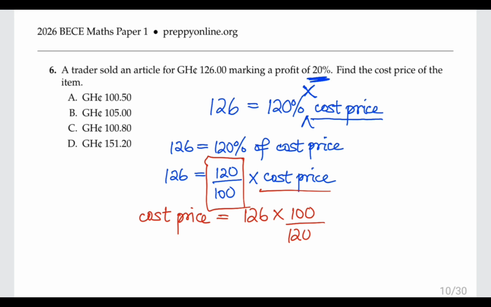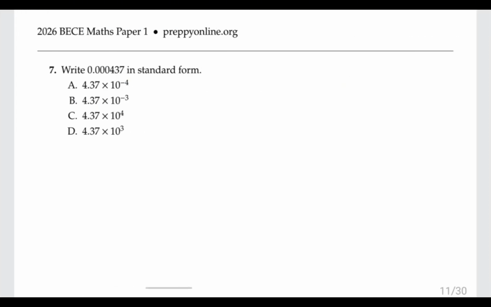And we see that 20 divides this to give 5, divides this to give 6, and then 6 divides this 126 to give 21. Then we have 21 times 5, which is 105. So the cost price must be 105 cedis, and that is what we get here. All right, we move to the next question.